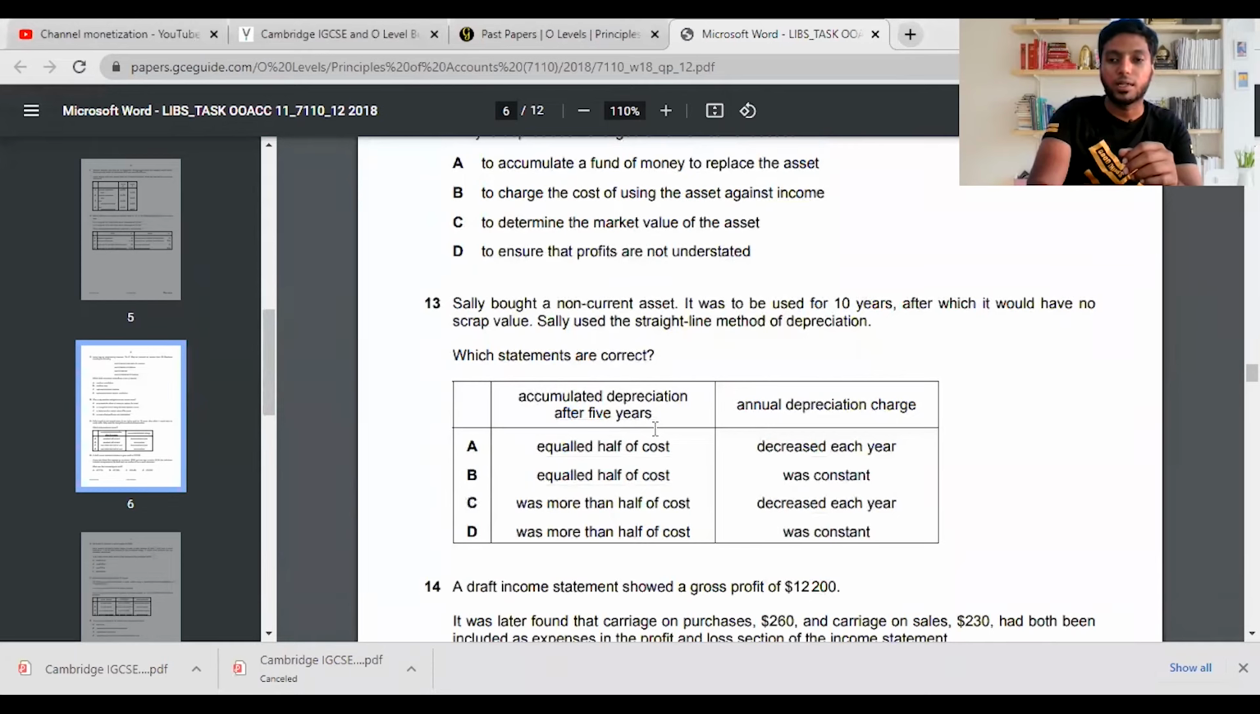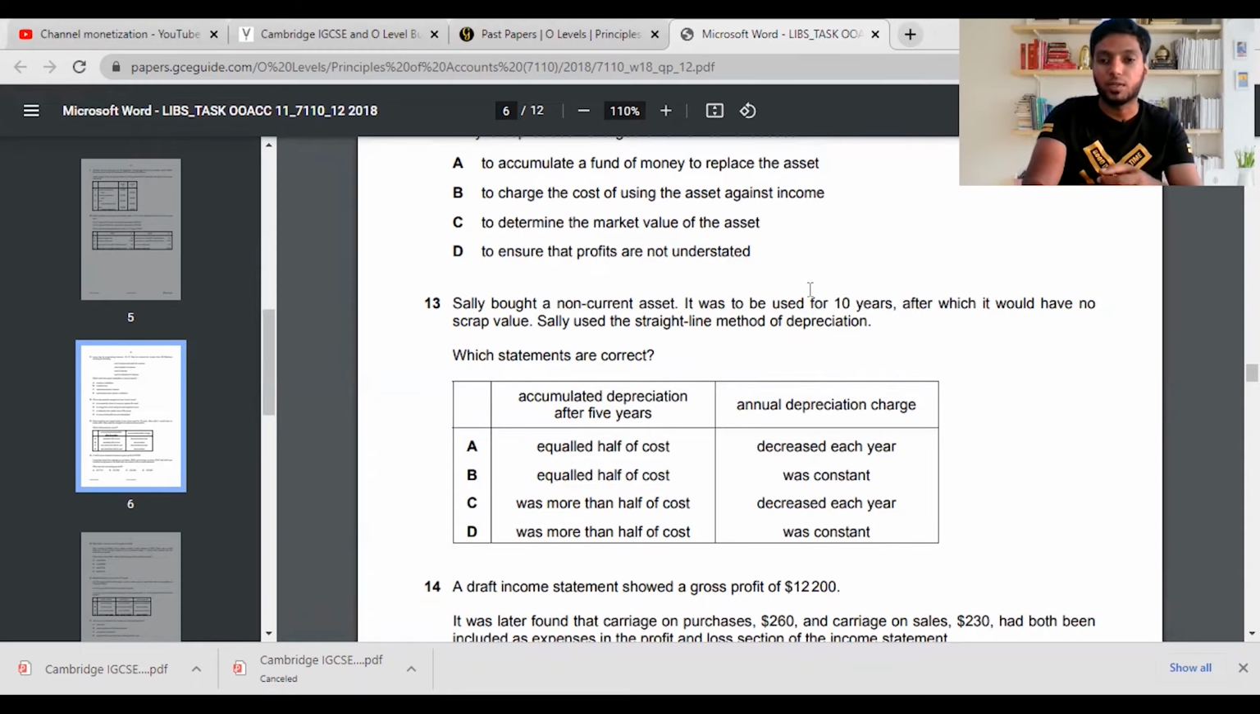Sally bought a non-current asset. It was to be used for 10 years, after which it would have no scrap value. You know what scrap value is? Scrap value is also known as residual value. By the end of the life of the asset, you can sell it for a certain value. For example, if you purchase a 1 million worth car, when you're selling it at the last moment, maybe after using it for 5 to 10 years, you can still sell it at a cost of 100,000 or something. The metal part's final value.